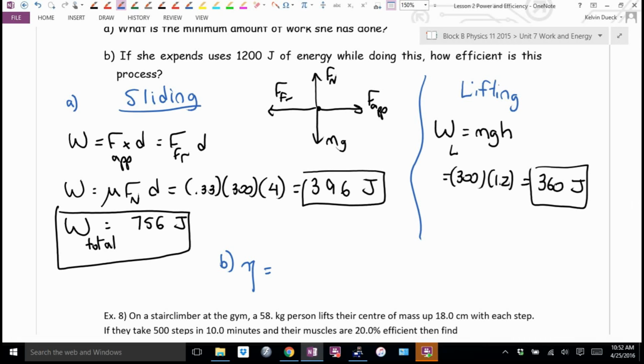In part B? I don't see newtons in part B anywhere. Brett. Right? Yeah. And I think that's how much she put in. Yeah. How much work did she actually do? So can you tell me what it's going to be? I think it's going to be 756 divided by 1200. Yeah? 0.63.